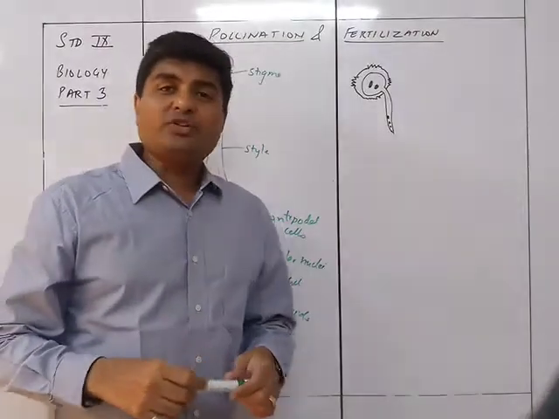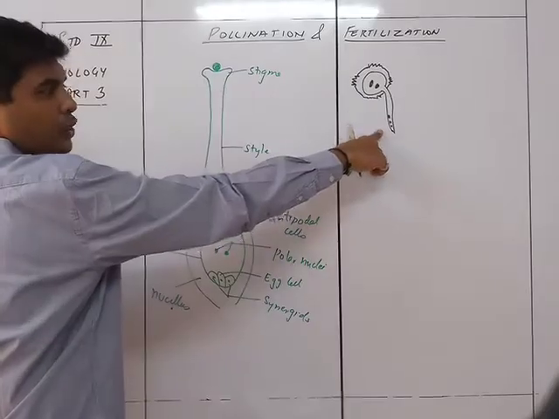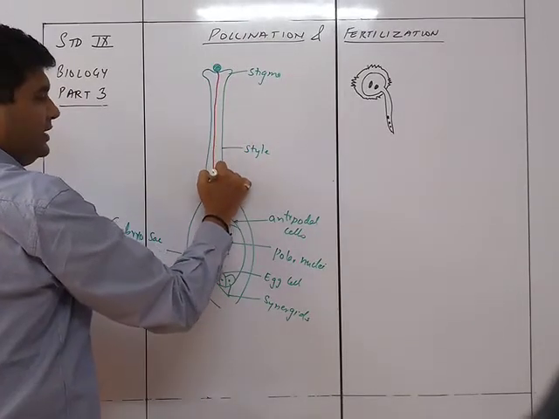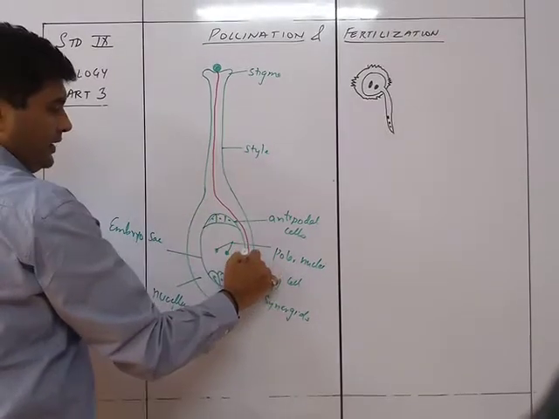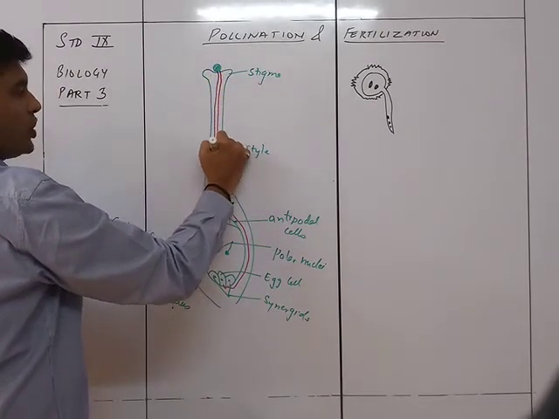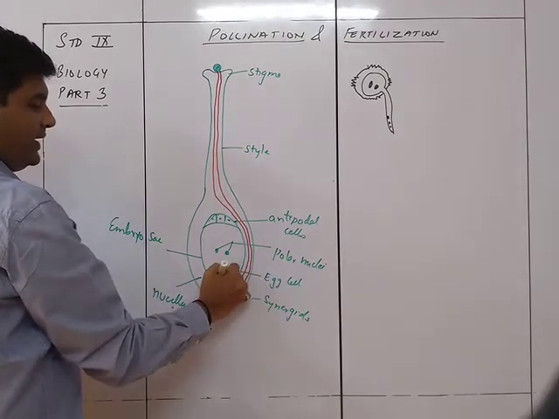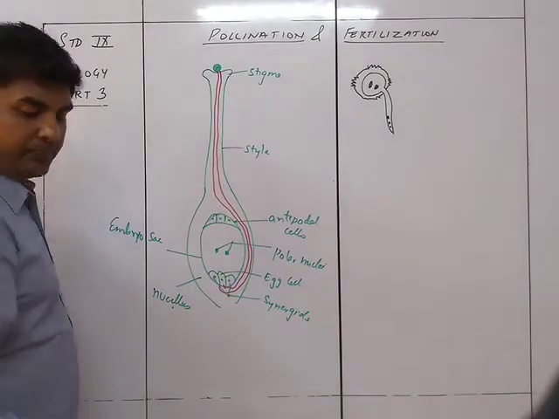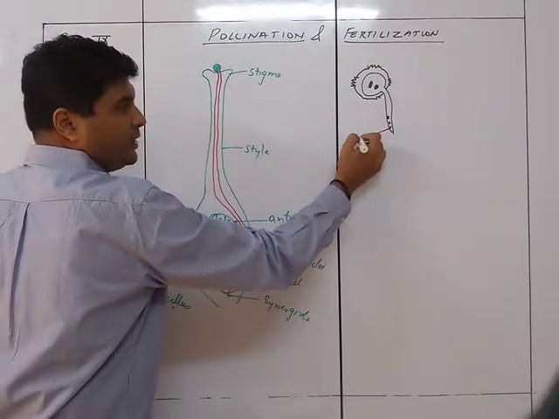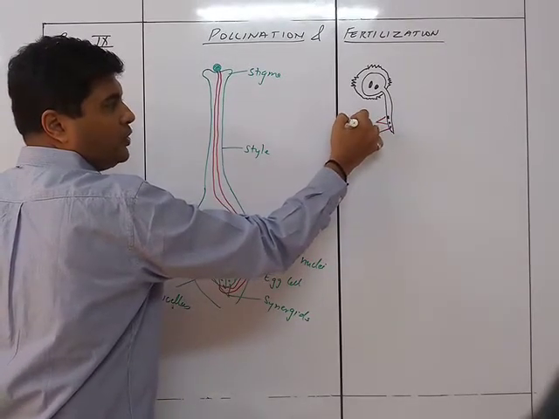Now what is going to happen is this pollen grain starts developing a tube like this, and this tube is going to enter inside the style, and it is going to enter the ovule through an opening called the micropyle, into the embryo sac. These 3 nuclei: this is the tube nucleus which forms the pollen tube, and these 2 are the sperm nuclei.